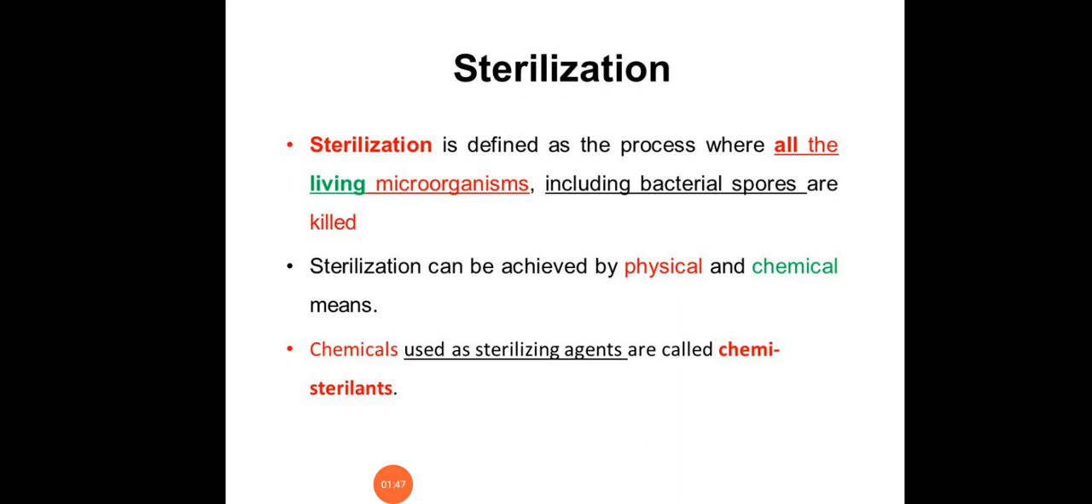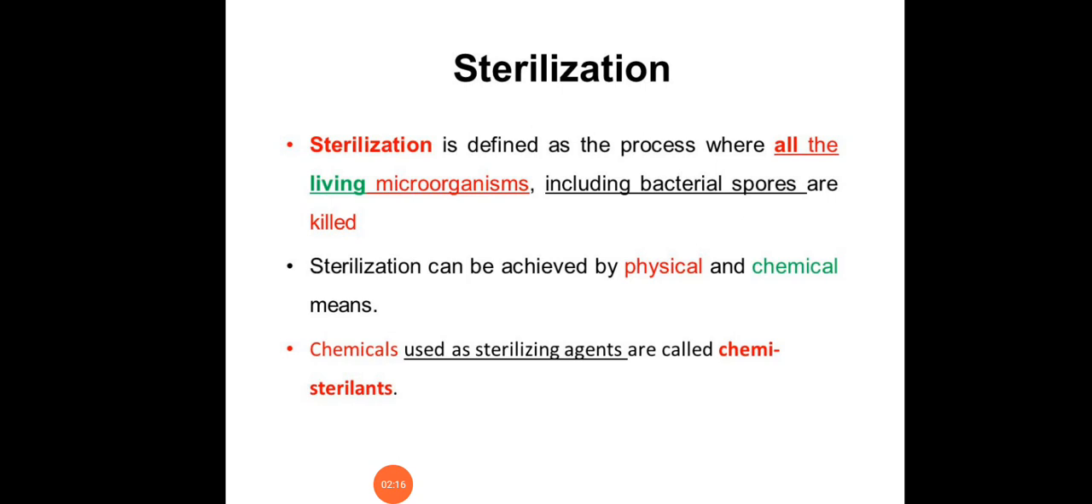The simplest definition is that sterilization is the process where all living microorganisms, including bacterial spores, are killed. Microorganisms are removed or killed by the sterilization process. Sterilization can be achieved by physical and chemical methods. Chemical methods use sterilizing agents called chemisterilants.